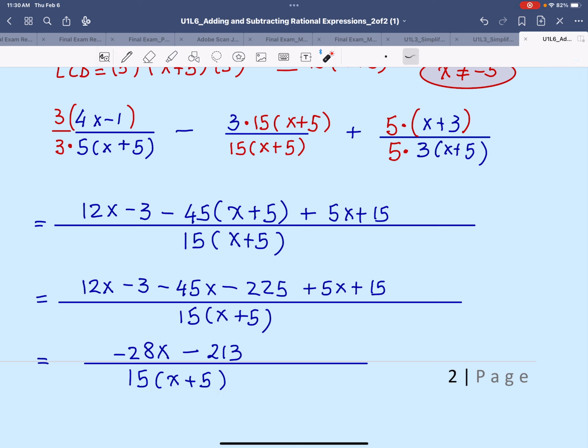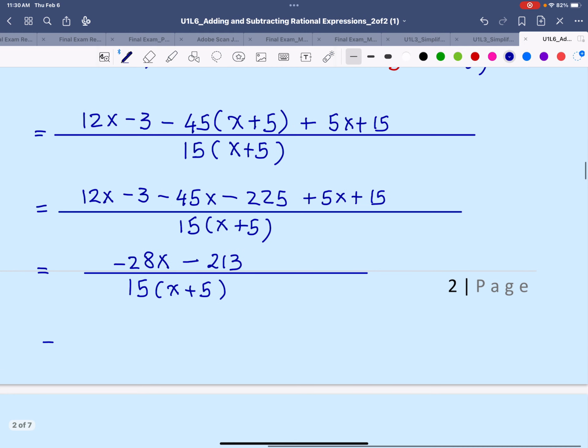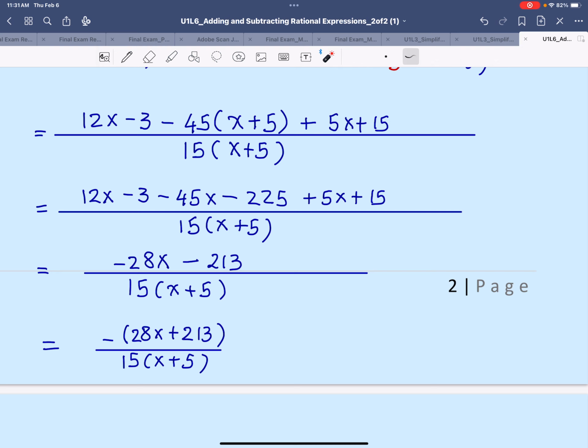Now, as you can see, there is nothing we can take out in this case. We can take out a negative 1, but if you leave the answer in this form, it's totally fine. So you can take the negative out and write this as negative 28x plus 213 over 15x plus 5. But I don't see any factor in the numerator that can simplify with the denominator, and this will be the final answer.